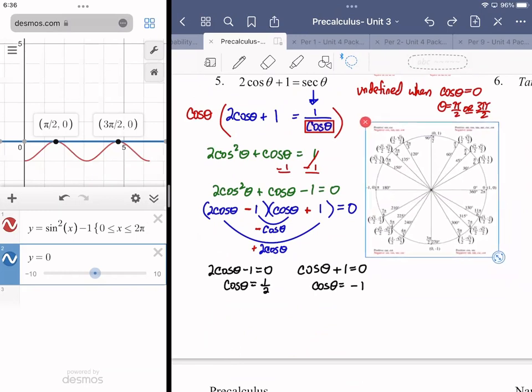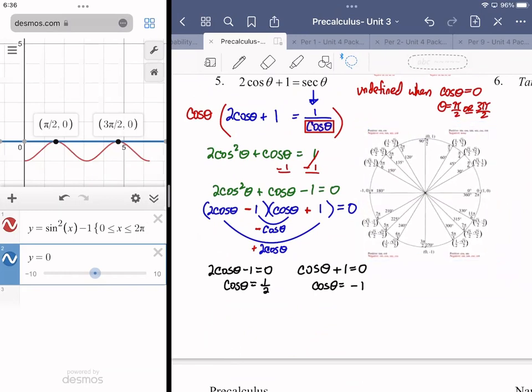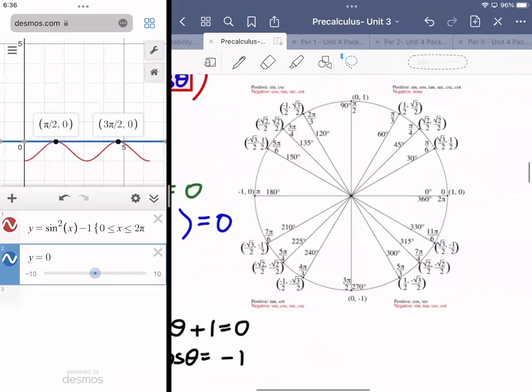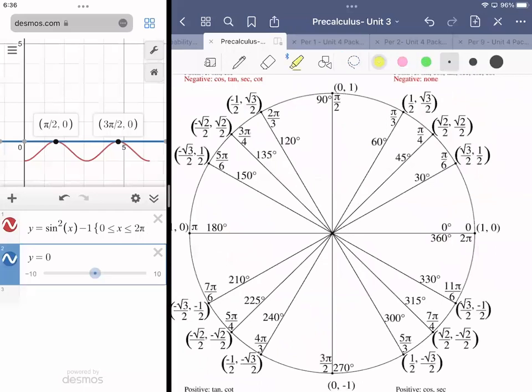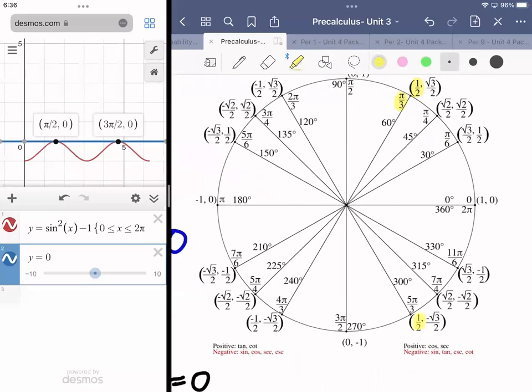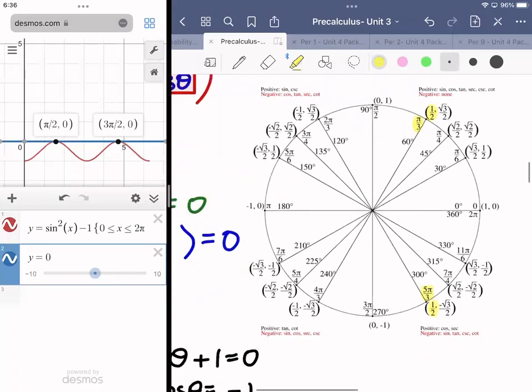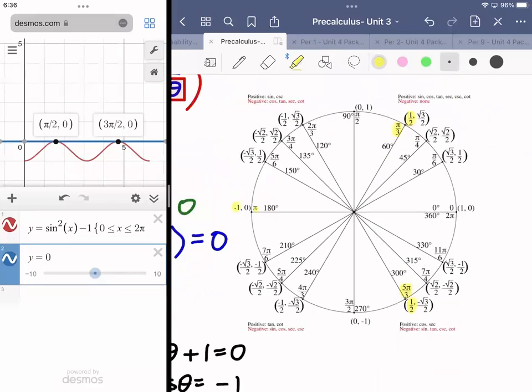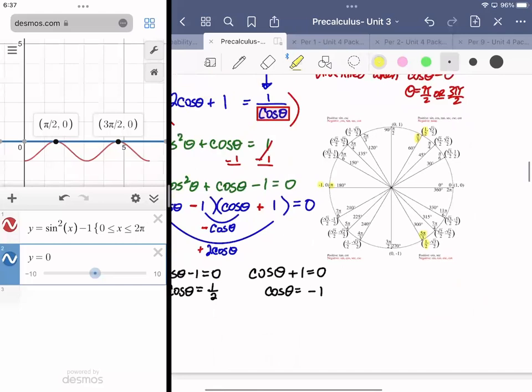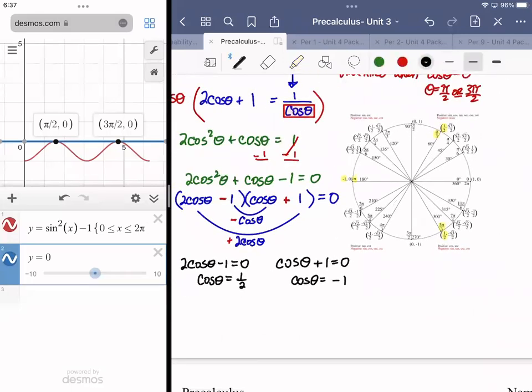All right. So now I'm just looking for any instance in which I have an x value of 1/2 or -1. So 1/2 happens here, which is pi over 3. It happens here, which is 5 pi over 3. And the other number was -1, which happens at pi. All right, so that gives me 3 solutions. So theta for this one was pi over 3 or 5 pi over 3. Theta would be equal to pi for this one.